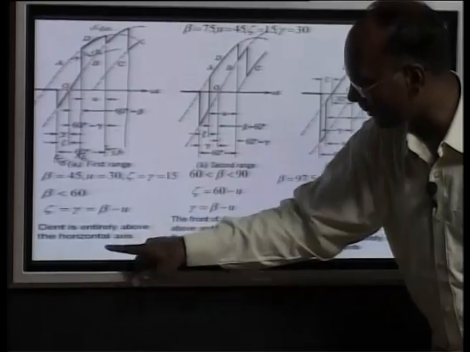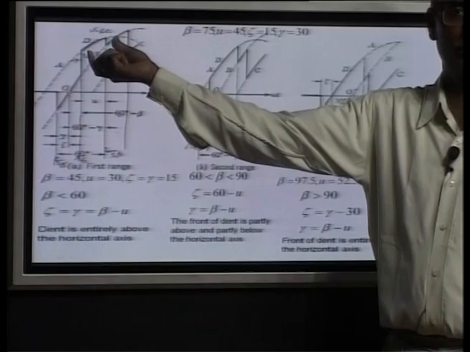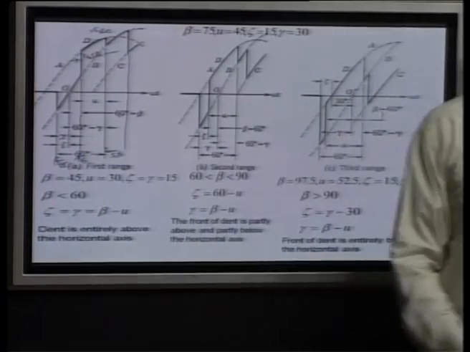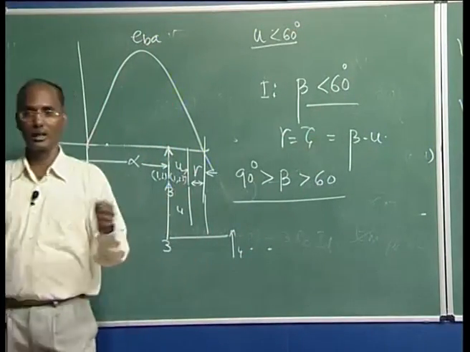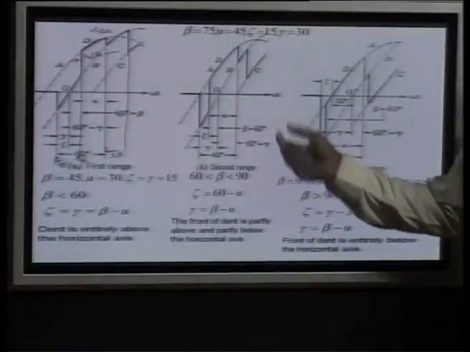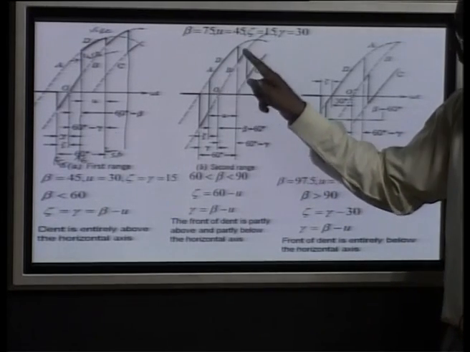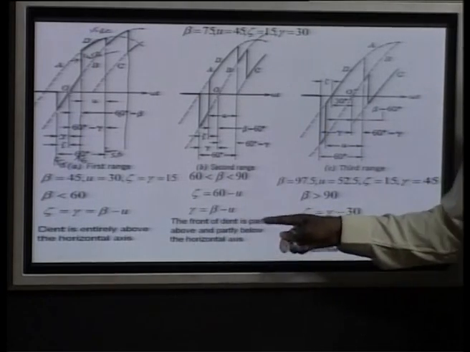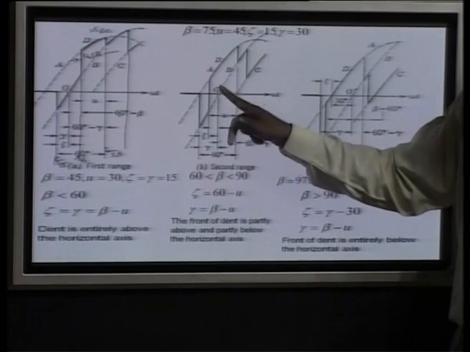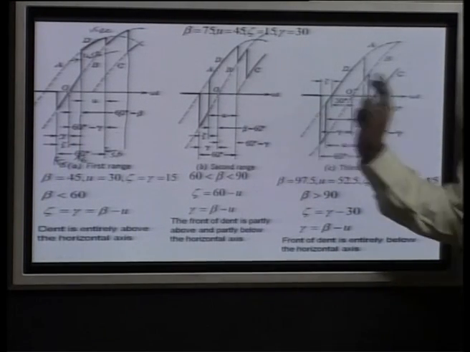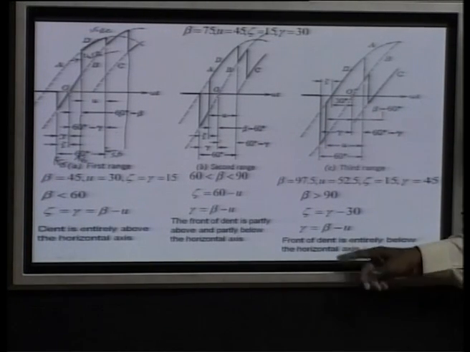That is why you can say the dent is entirely above the horizontal line. This is your 0 axis. Here the dent is always above in the first stage, when your beta is less than 60 degree. If your beta is between 60 and 90, this dent is basically half below and half above. This front of the dent is partly above and partly below. But if it is more than 90 degree, the front is completely below the horizontal axis.